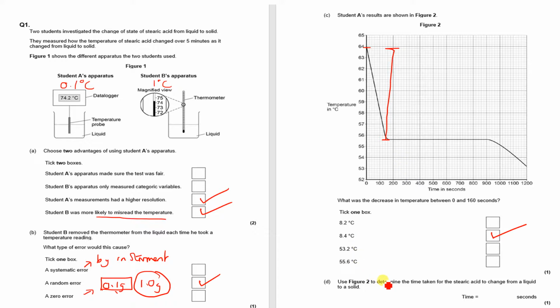It says use figure 2 to determine the time taken for the stearic acid to change from a liquid to a solid. So to change from a liquid to a solid, we're going to go from this point here through to this point here. So that is this range. So it's a liquid up until this point, and at this point here it's becoming a solid. So this range here is from 900, and we're going to subtract here, which is 160, and 160 subtracted from 900 gives you 740 seconds. So that's what the range is.